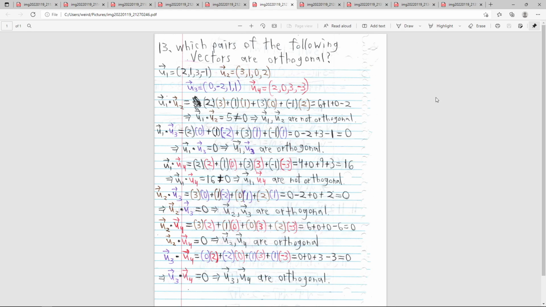So which pairs of the following vectors are orthogonal? Since that was brought up, and that's with dot products, something that can be talked about.